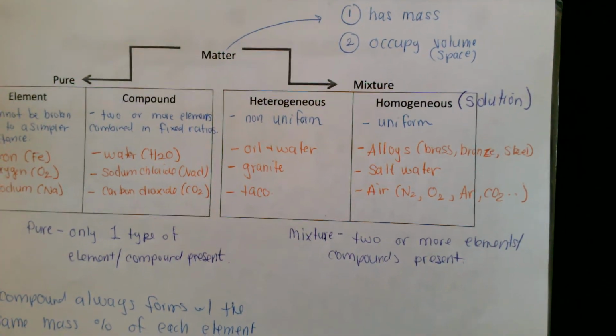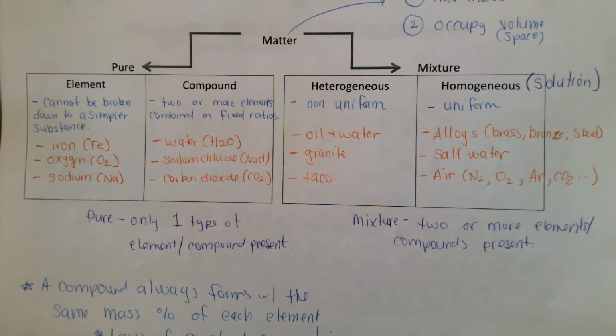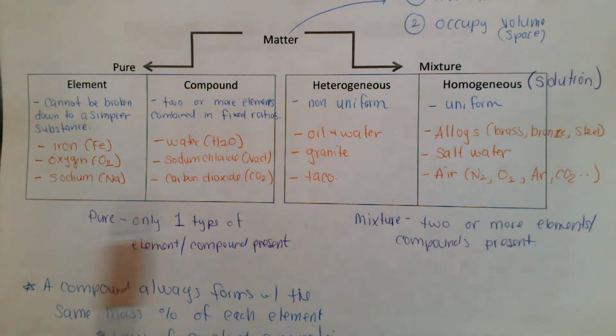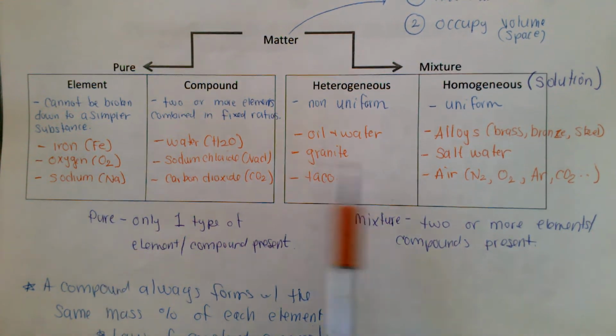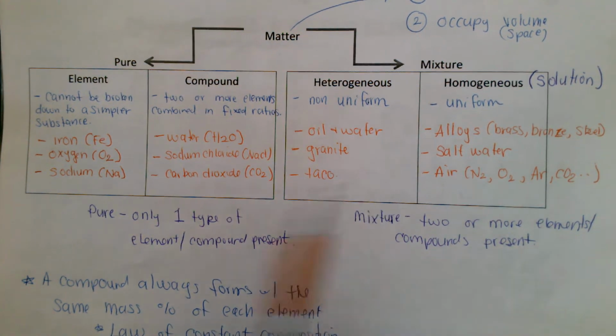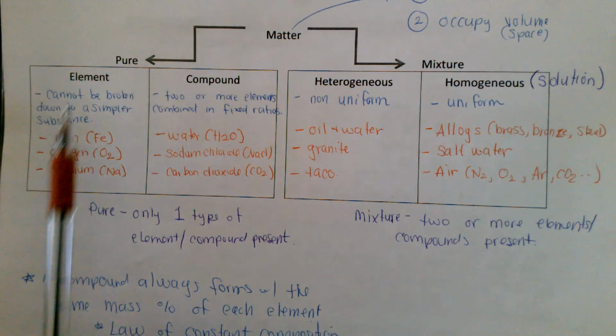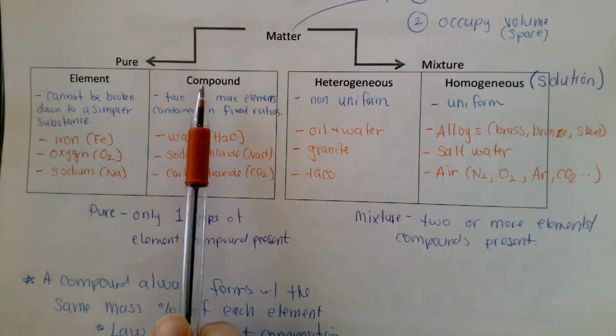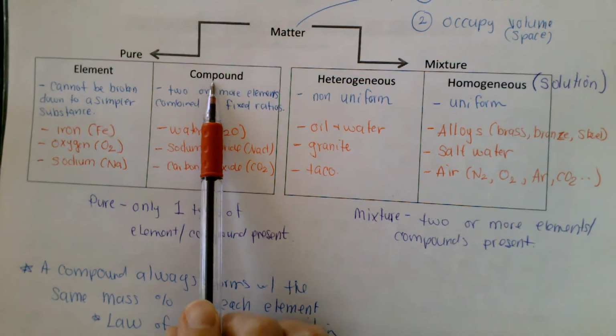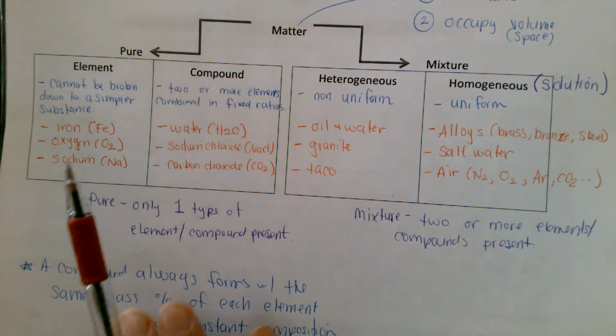Something I want to look at is a distinction between them. When you get into the homework, it's going to ask you if it is an element, compound, or some sort of mixture. Elements can be found on the periodic table. So if you can find it on the periodic table, you know it's an element. Compounds are generally named based off of the elements.